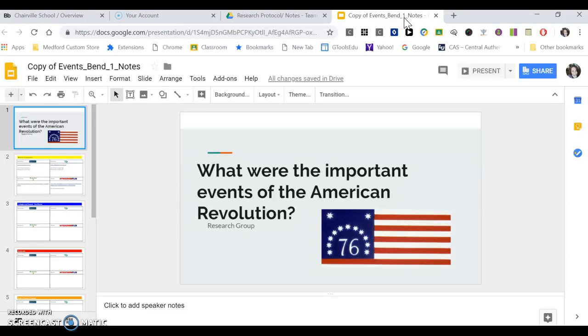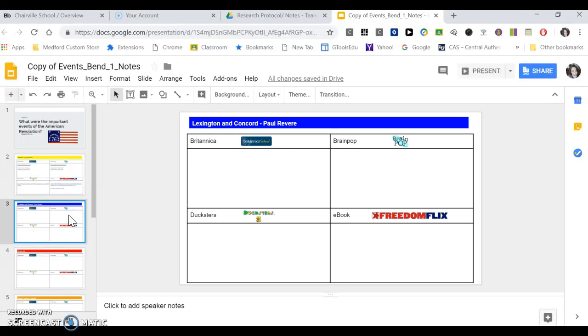In this particular project, the students were doing some research on the American Revolution, and as you observed, the students were assigned different resources that they were able to use to find information about a given event of the American Revolution. So some of the students were working in the box using Britannica, some were working in the box using BrainPop, some were using the books and Freedom Flicks, and others were on the Ducksters website.